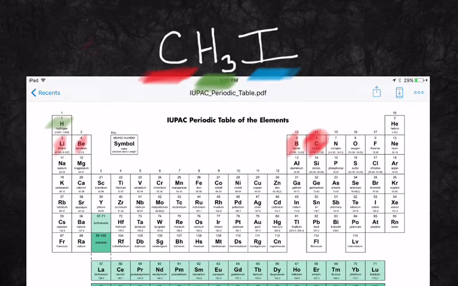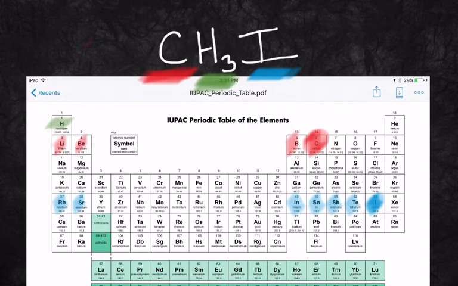And let's see, where's iodine? Iodine is all the way on the right. We're going to count over from the left. Remember, we're going to skip those elements in the middle. And let's see, 1, 2, 3, 4, 5, 6, 7. Iodine has 7 valence electrons. Okay, so we have the information.